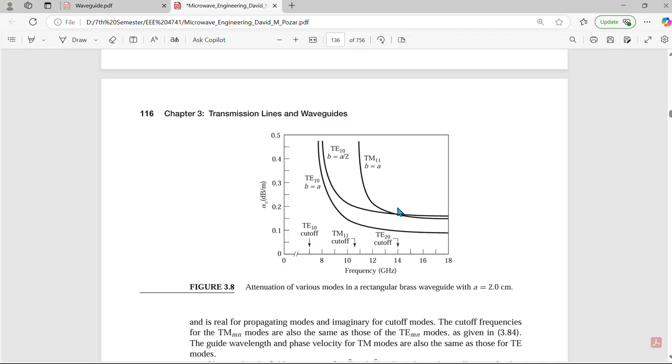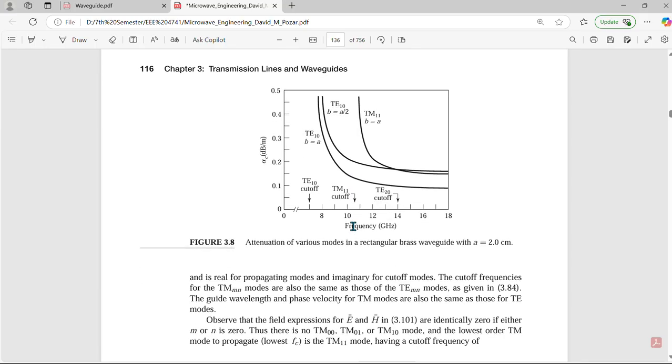So the main observation from this figure is that the attenuation varies by mode and frequency. The value of the attenuation varies with the mode and the frequency. And then sharp spikes occur at the cutoff frequency. In case of cutoff frequency, the sharp spikes occur while propagating.